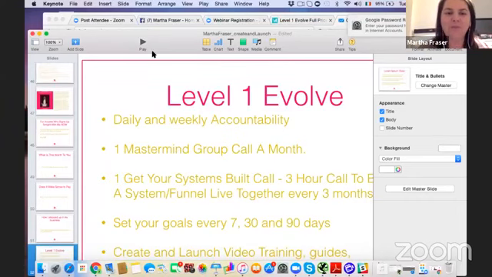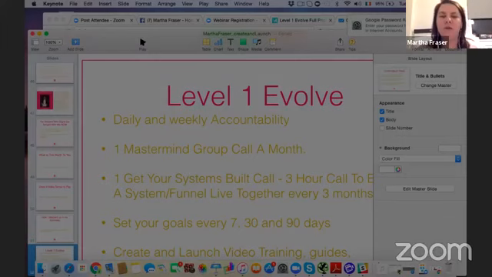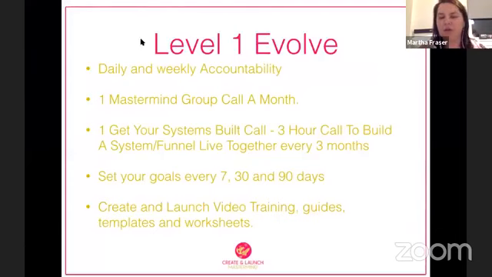Okay, so yes, the level 1 Evolve, really, really lovely group. You'll get the call once a month. That is going to be probably a 2-hour call. If it needs to be a 3-hour call, it'll be a 3-hour call. We're going to do the 3-hour systems call every 3 months. Basically, we're going to set up a new system every 3 months with you.